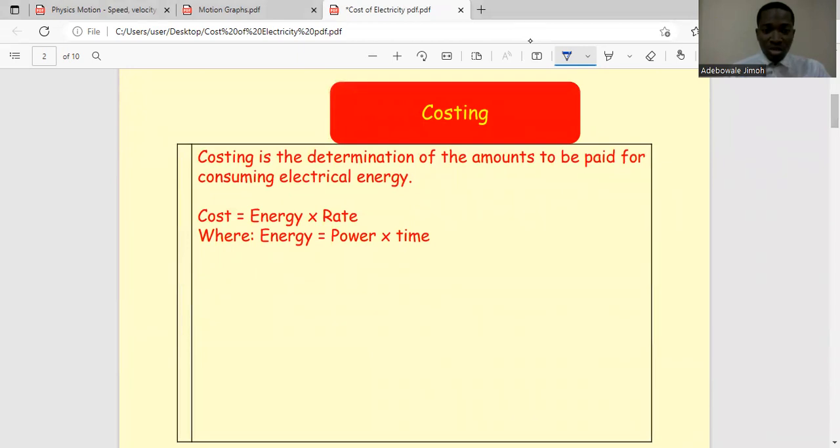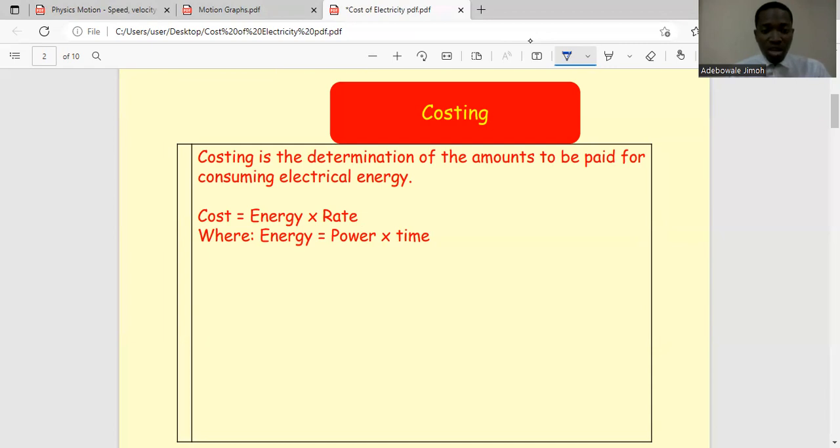Now, costing is the determination of the amount to be paid for consuming electrical energy. And the formula is: cost is equal to energy consumed multiplied by the rate. The rate is usually fixed by the power company, that's the distributor of electricity, or by the government.